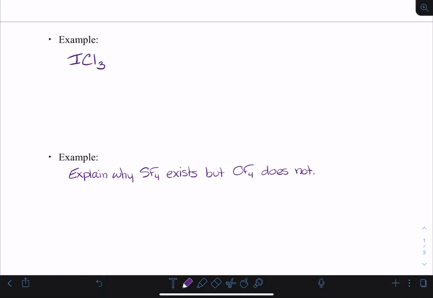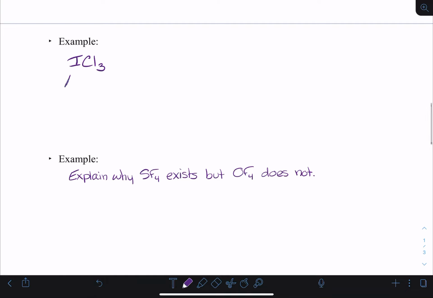So for ICl3, iodine and chlorine are both in group 7, so they will each bring 7 electrons per atom to our structure here. So 3 times 7 is 21, plus another 7 is 28 electrons in total. Since iodine is unique, we'll put that in the middle and arrange our chlorine atoms around it.